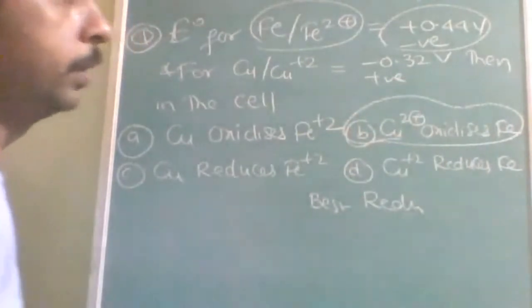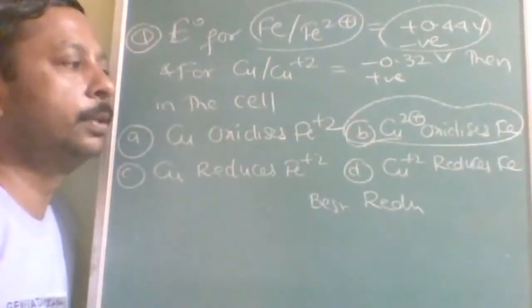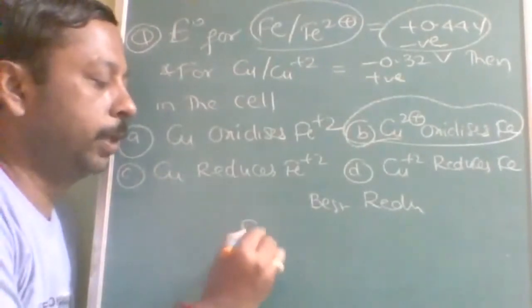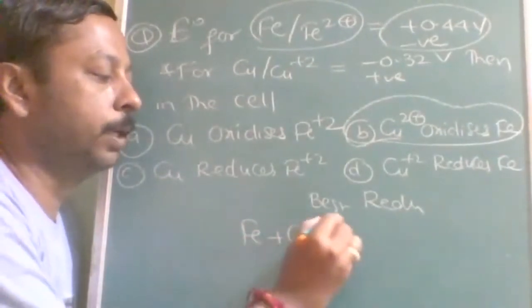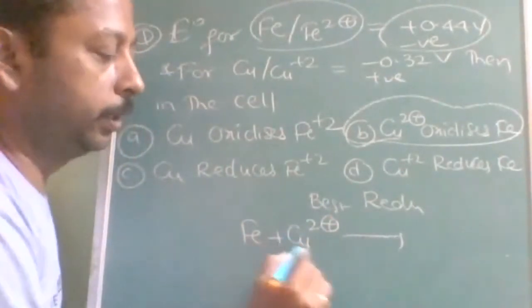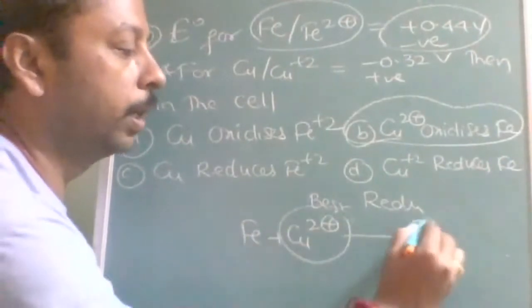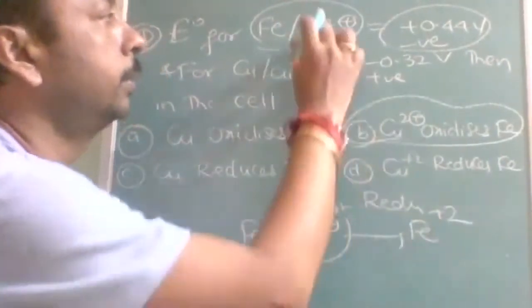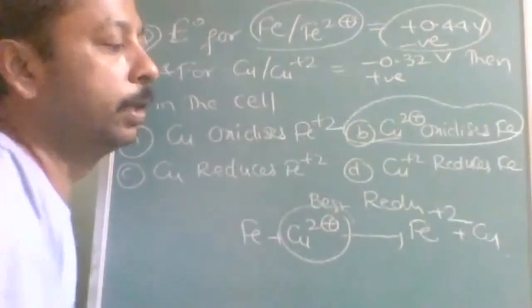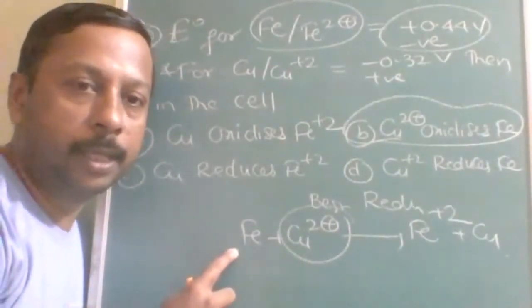Cu2 plus oxidizes Fe. Understood? Fe plus Cu2 plus, so this iron can replace copper. Copper is in the compound and iron is outside. Iron being more reactive will undergo oxidation and copper will undergo reduction. Simply, at least you must know the reactivity series.